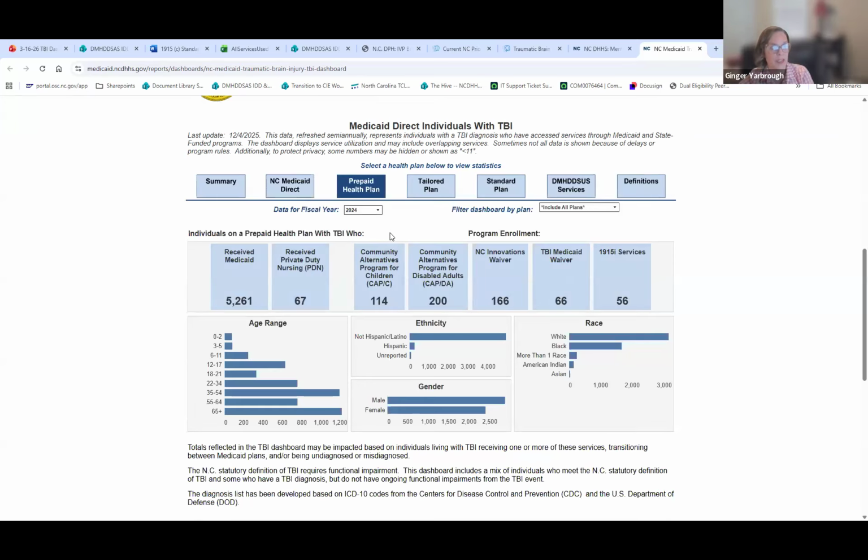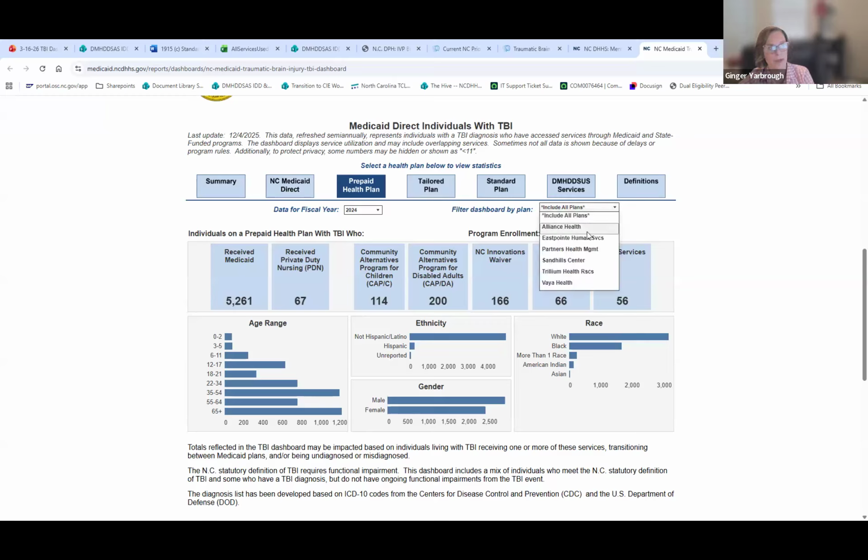Prepaid health plans. So prepaid health plans, basically the tailored plans, but in fiscal year 2024, they weren't yet tailored plans. So here you can see 5,000 individuals with TBI were on the prepaid health plans during those years. You can see 1915(i), 56 people, and all of these numbers are pretty much the same as that main dashboard because of the way that these services break down and who's allowed to provide them.